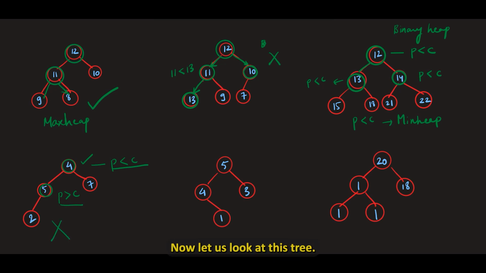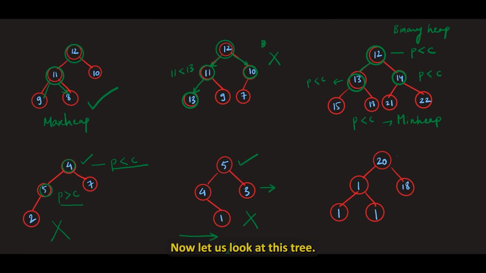Now let's look at this tree. If you observe carefully here, this is not even a complete binary tree because while the penultimate level is complete, the last level is not filled from left to right. So this is not a complete binary tree, and in turn, it's not a binary heap.